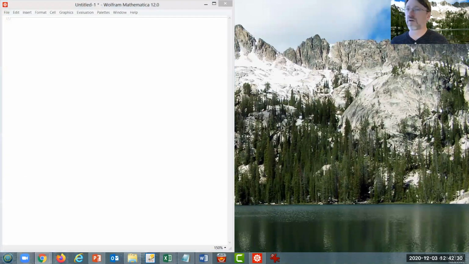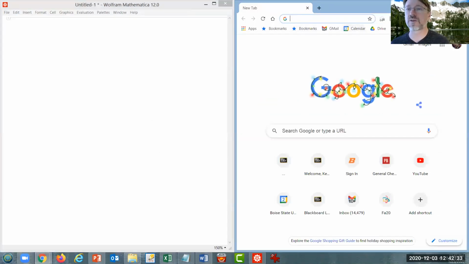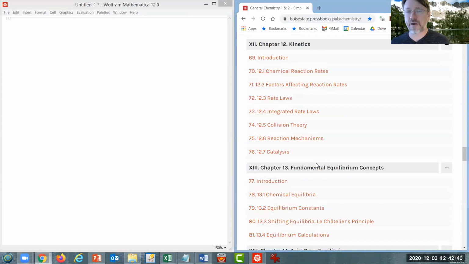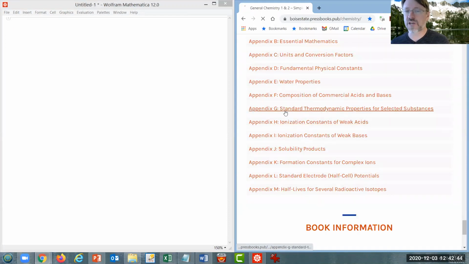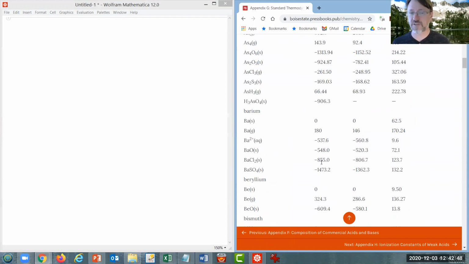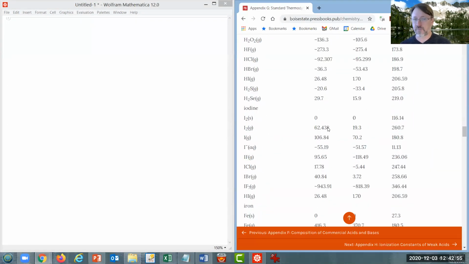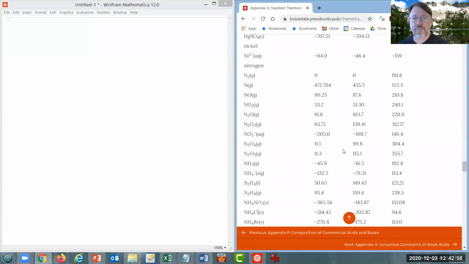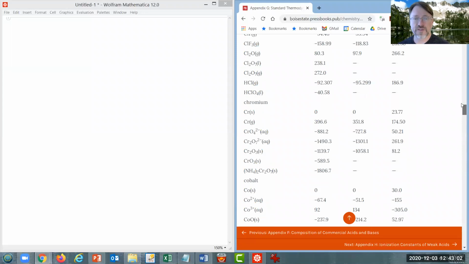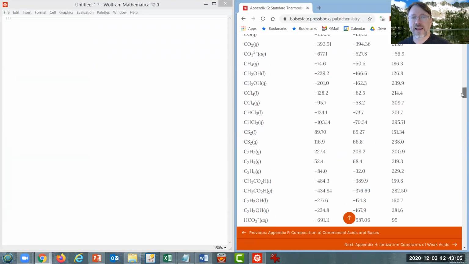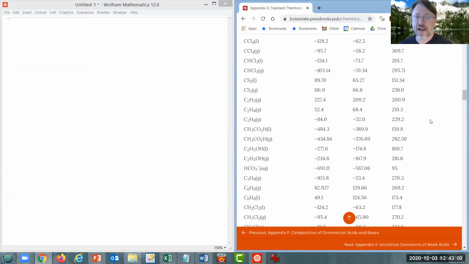I'm going to come over here, put this on one side, and open up a Google tab, and there are two things I want to open up here. One of them is going to go to our textbook, and in one tab I'm going to open up our Appendix G, which has the standard thermodynamic properties for selected substances. You see this is a very extensive list that we have. There are a lot of things in here. And I'm going to move to the carbon section. So here we have carbon, and I'm going to pick something off of here and write down a reaction for it. Because we frequently care about the thermodynamics of burning things, I'm going to do a combustion reaction.